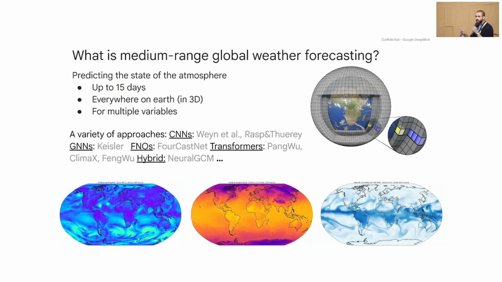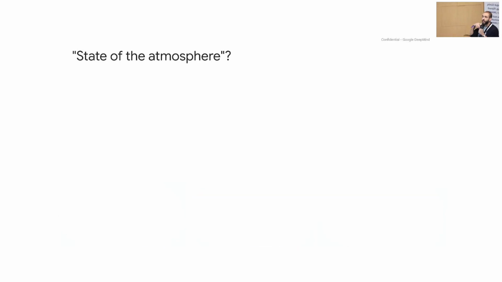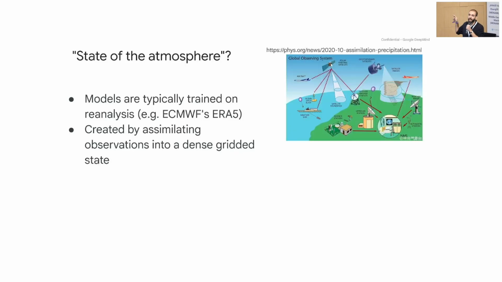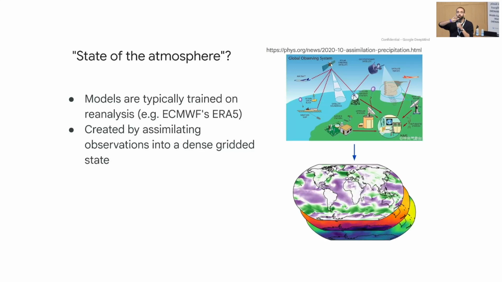And what do I specifically mean by the state of the atmosphere? Just to give you a flavor for what this data actually looks like. We usually train these models on data sets called reanalysis. And the idea is I'm going to collect all of these weather measurements that I have, from satellites, weather stations, any thermometer that lies around, and I assimilate them into a nice gridded homogeneous state that represents the Earth.